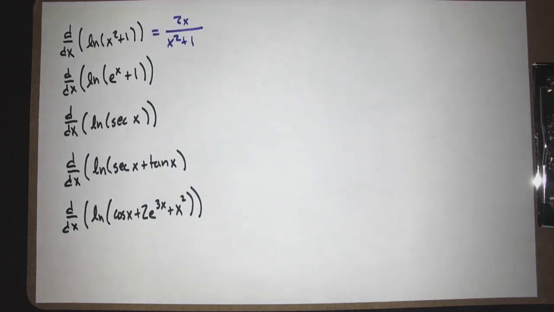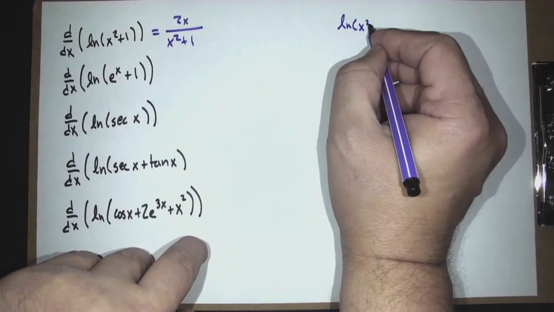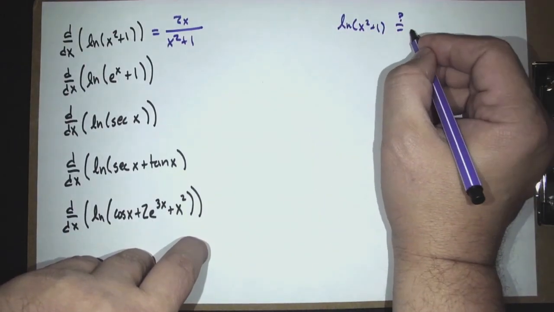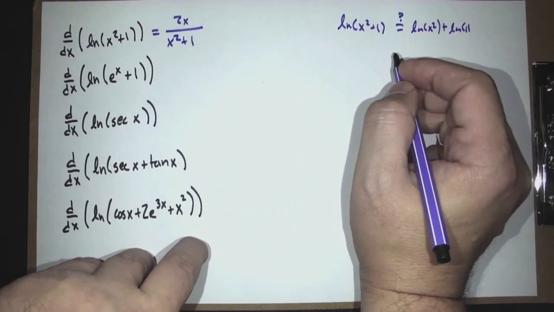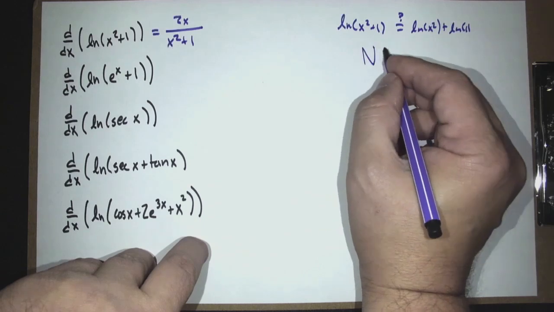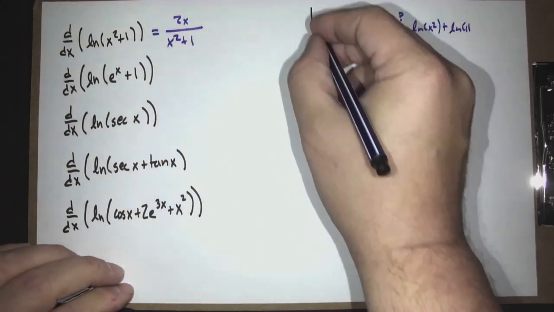Now, on a side note, does log of x squared plus 1 equal log of x squared plus log of 1? The answer? No! Here's the thing. Log loves multiplication. That's like its deal. It really loves multiplication. It hates addition. Addition, it just cannot even wrap its head around. So be careful.